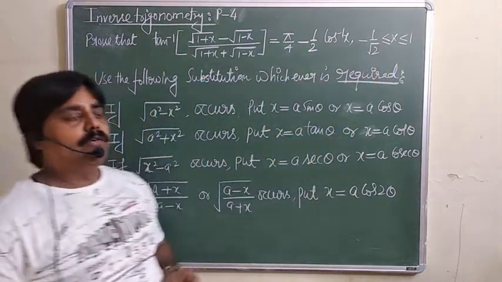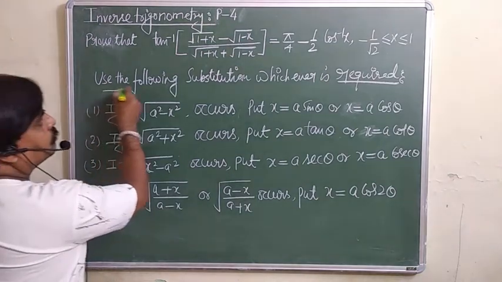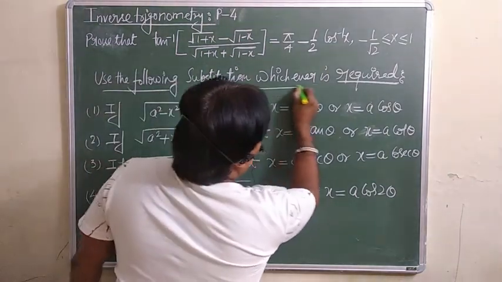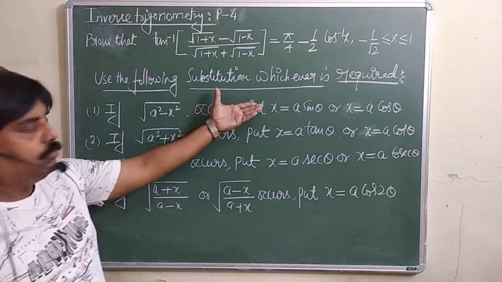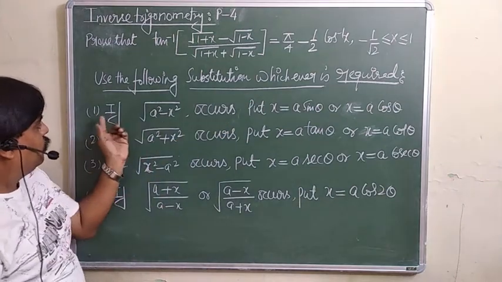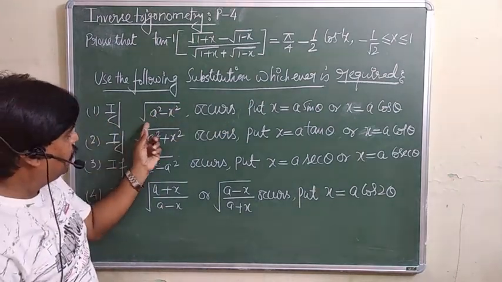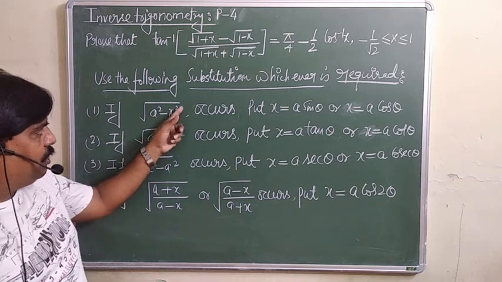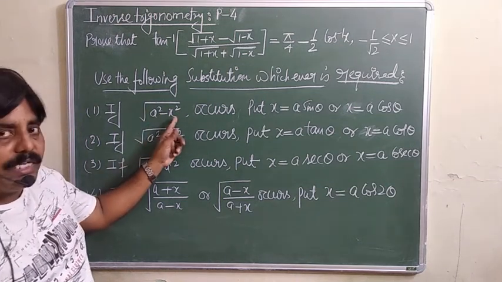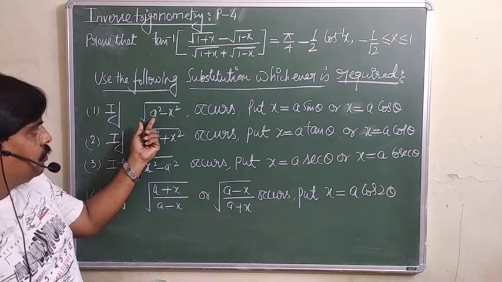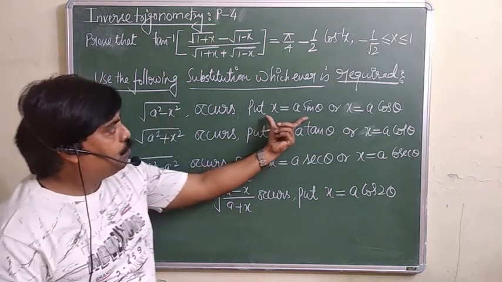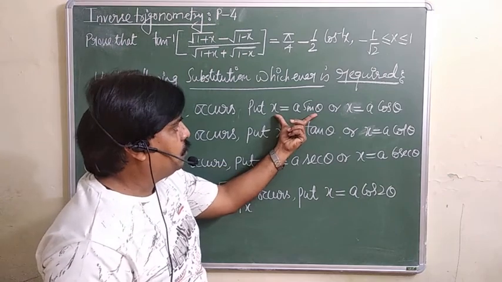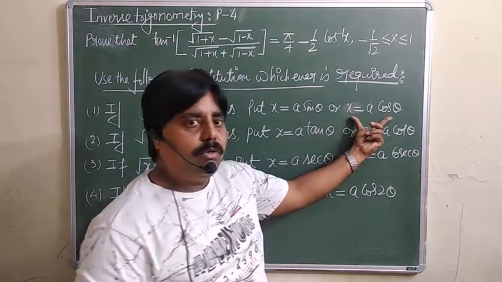So here are some substitutions, whichever is required, that you are supposed to put. If your expression is given in the form of under root a square minus x square, where a is any number you can take, then you are supposed to put x equal to either a sine theta or x equal to a cos theta.